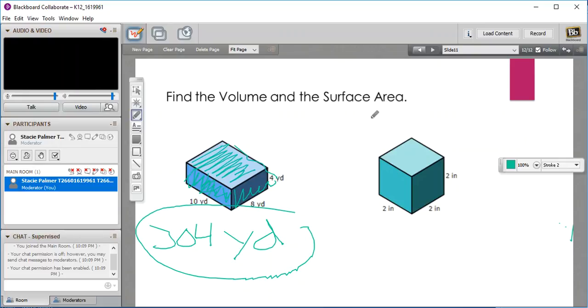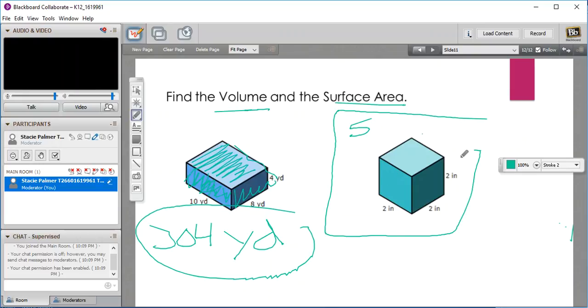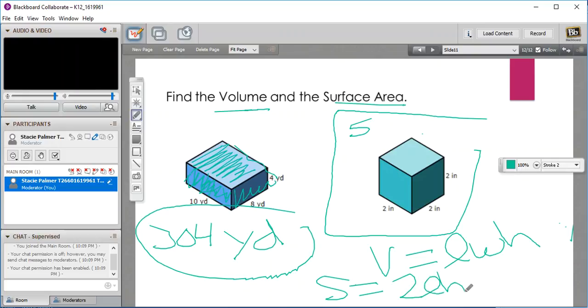Okay, you guys, this is the end. Question number 5: I want you to find the volume and the surface area for this cube. Remember, to find volume, you do length times width times height. And to find surface area, you're going to do 2 times the length times the height, 2 times the width times the height, and I ran out of room, but 2 times the width times the length.